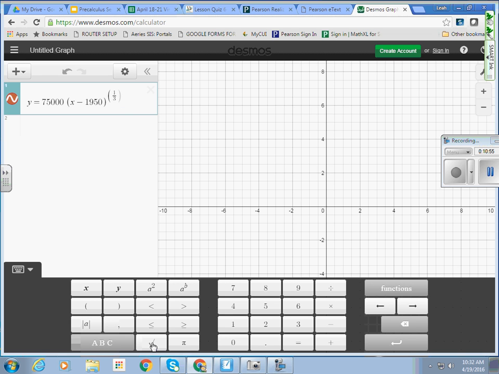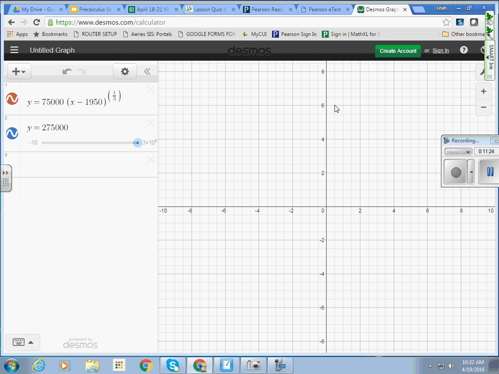Good thing we learned about how to write roots and exponents as fraction exponents. So cubed root is 1/3 power. So instead of having a cubed root out front, I'm writing x minus 1950 raised to the 1/3 power. I want to know when that is equal to 275,000.